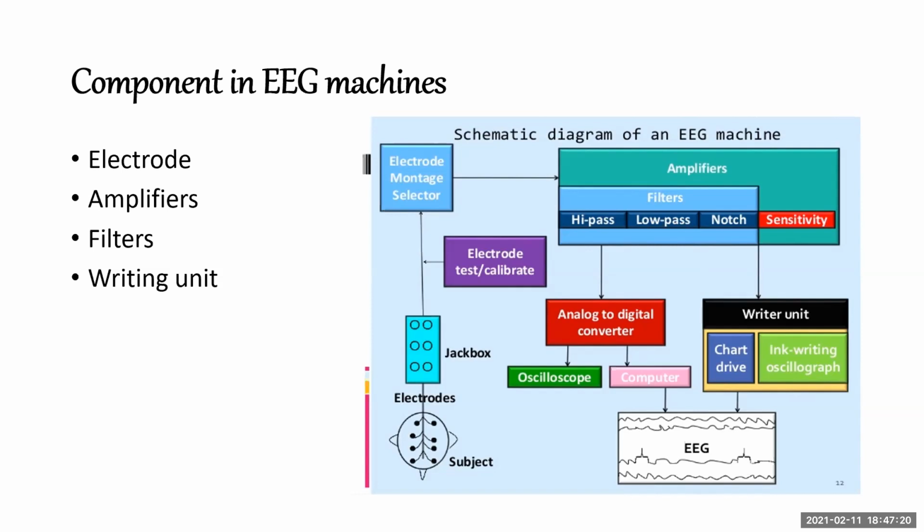Okay, next, regarding the components in EEG machines. This is good for you to know. Not the types of EEG electrode, the slide before, the components of the EEG machine. For example, in the EEG machine, we have electrodes and then amplifiers, filters, and also the writing unit.